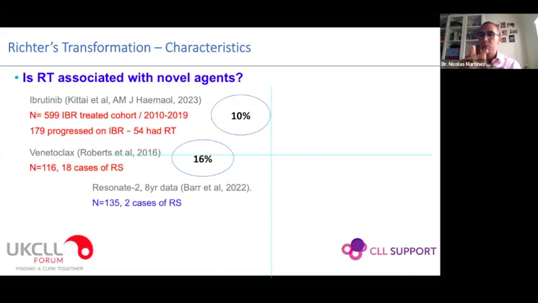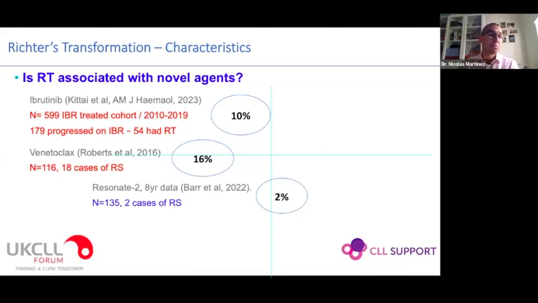But these 2 studies I've shown you are from ibrutinib and venetoclax used in third and plus line of therapy, as were the initial studies that were done with these 2 drugs. So what happens in front line is perhaps more informative, and so if you look at the RESONATE data, 8-year follow-up of ibrutinib front line, they've had 2 cases of Richter's.